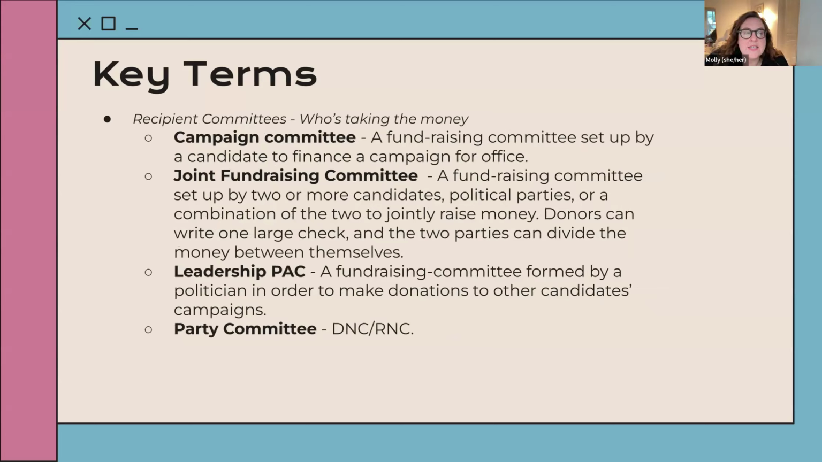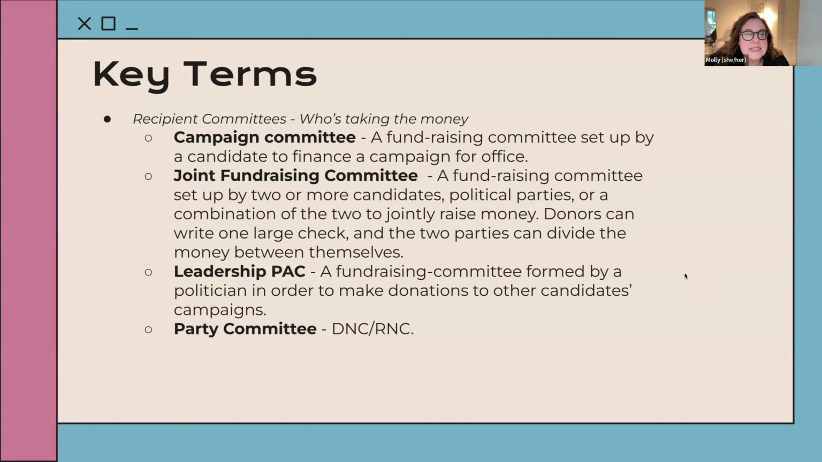And then on the other end, there's the question of who's taking the money. Again, there are a couple of different common ways that elected officials and political parties set up vehicles to receive that money, which you will see over the course of tonight. The most basic is the campaign committee. That's a committee set up by a candidate to finance a campaign for office. That's pretty vanilla. There are also joint fundraising committees.